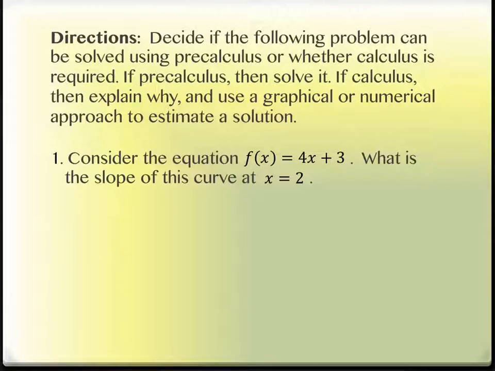Okay, so the first question says, consider the equation f of x equals 4x plus 3. What is the slope of this curve at x equal to 2? So the first thing you need to do is look at the equation given and try to figure out what is this an equation of? It is a straight line. Okay, everybody good? Straight line.